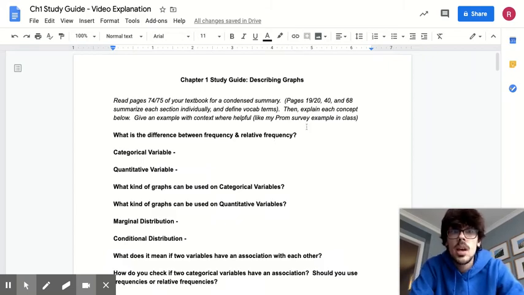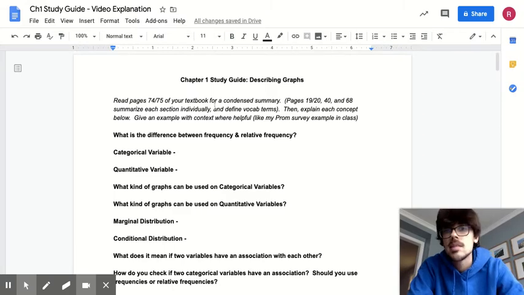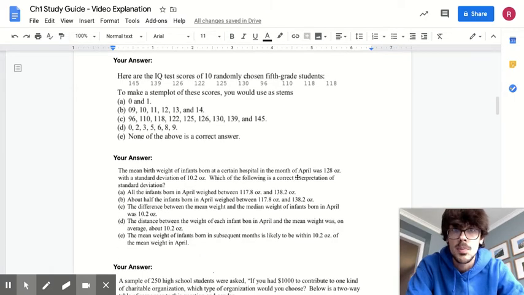First page is all vocab. Make sure you guys fill this out. Your job is to read the pages I mentioned, the exact same thing we did last chapter. You fill this out yourself, then tackle these problems on your own before you hear me explain them.